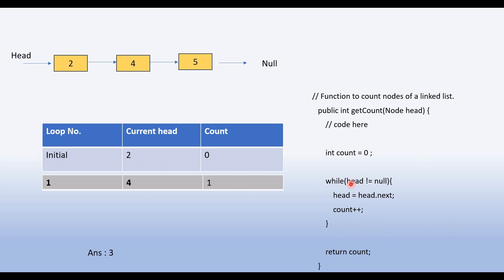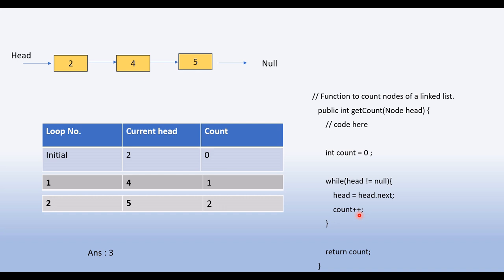Once this is done, it goes back and checks if the current head, which happens to be 4, is not null. So if it's not null, then it will again enter inside and it will update the current head, which will start pointing to 5, and the count variable will be incremented once again to 2.